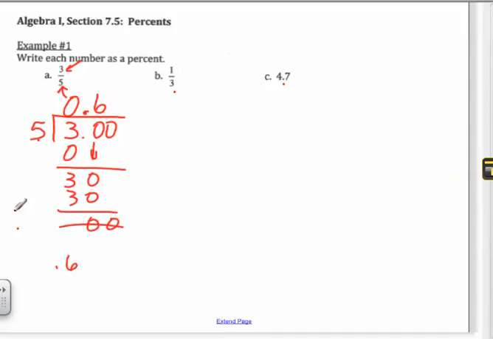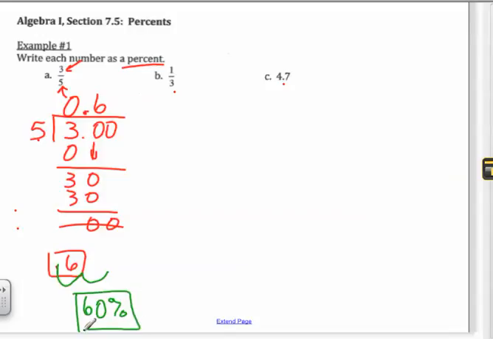You guys probably had that memorized already, and that's good, but I'm just reminding you what this looks like. That's what it looks like as a decimal, 0.6, but we need to change it to a percent. Whenever we change it to a percent, we're multiplying by 100. So we move the decimal point 2 places, and I get 60%. Beautiful. Any questions, Max? Good.